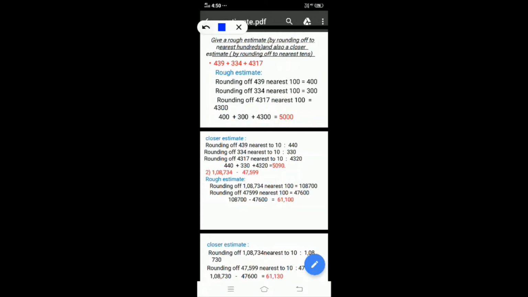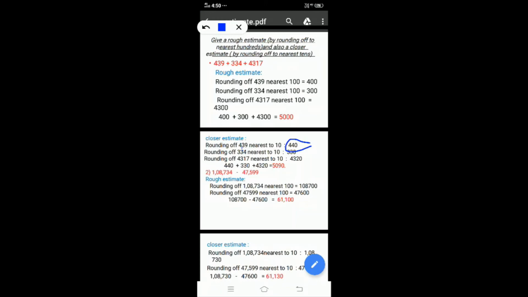Now see, next is the closer estimate. In the closer estimate, you have to round off to the nearest 10. Nearest tens means you have to compare the unit place number. Here the unit place number is 9. 9 is greater than 5, which means you have to add 1 in the tens place and the number becomes 440, because 39, if you add 1 in the 3, there will be 440.